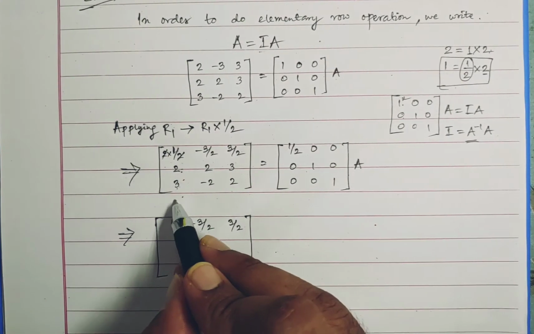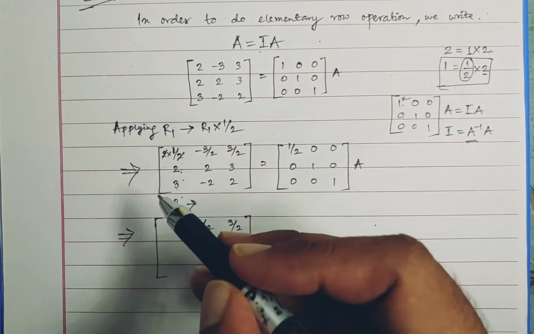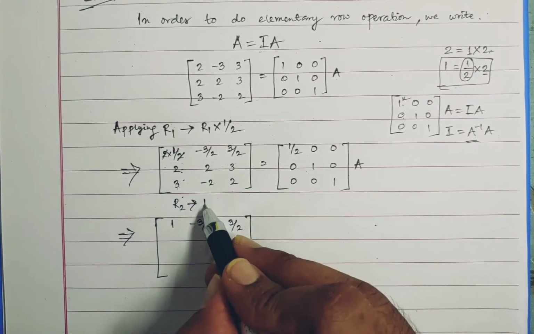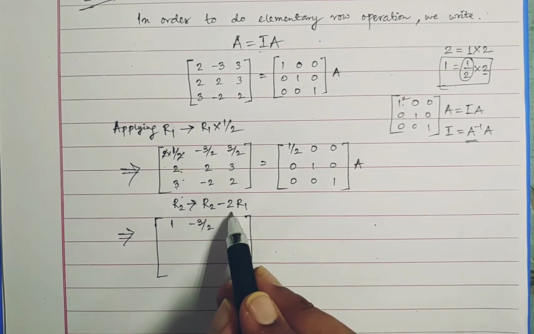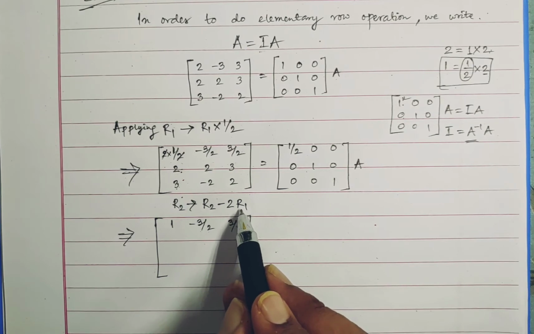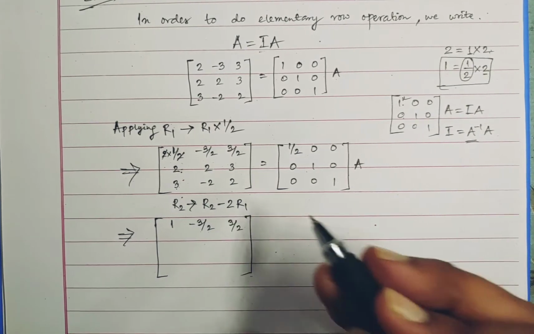My operation will be R2 implies, you see R2 is 2, right? The corresponding element of 2 is 1. So can I write R2 minus 2R1? So I multiply 2 with the corresponding element of 2. So 2 into 1 is 2. 2 minus 2 is 0.